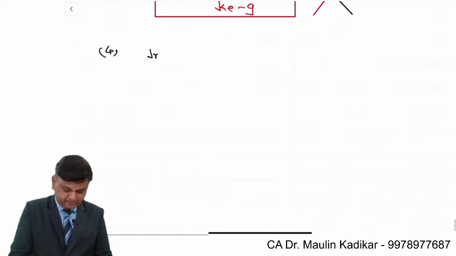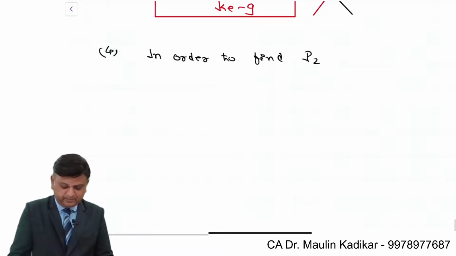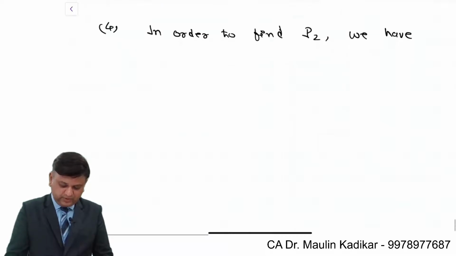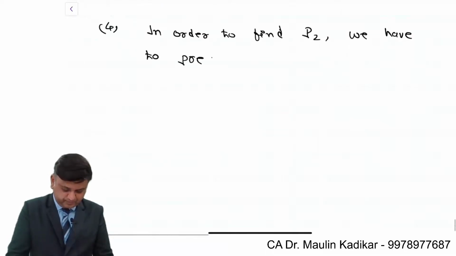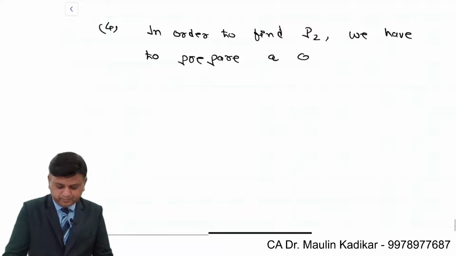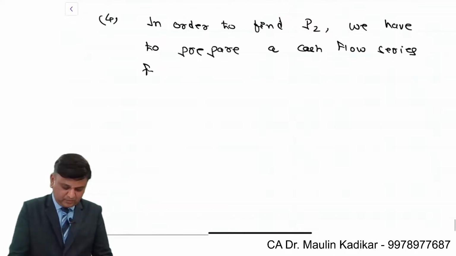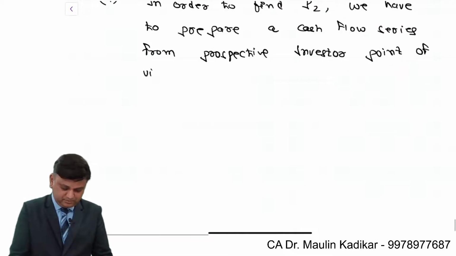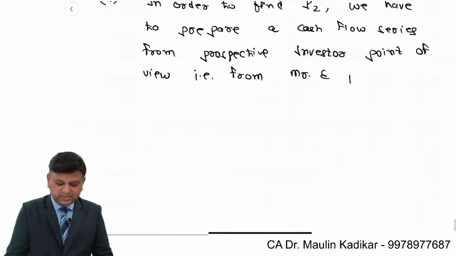Fourth point, in order to find P2, we have to prepare a cash flow series from the prospective investor's point of view, that is from Mr. E point of view.